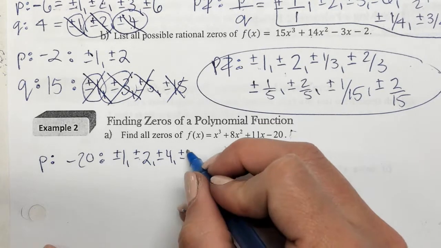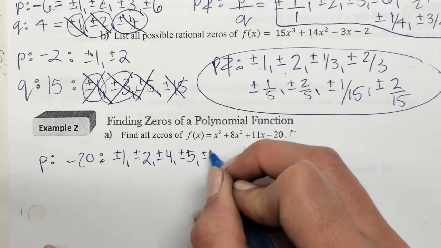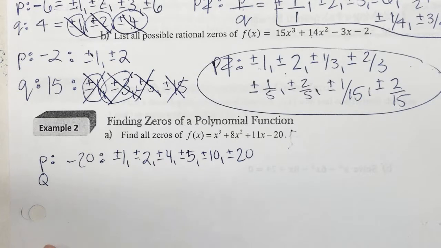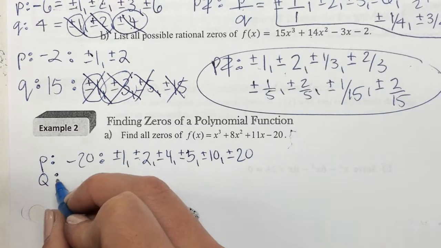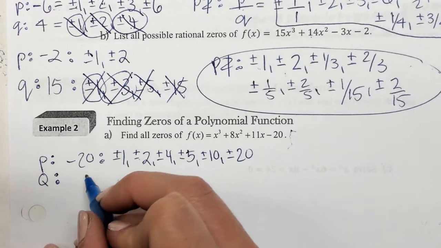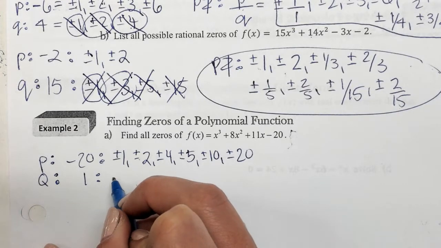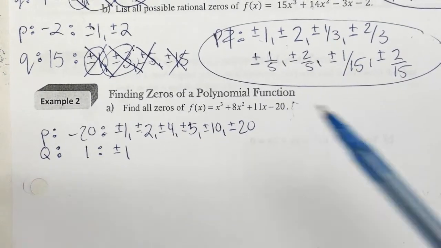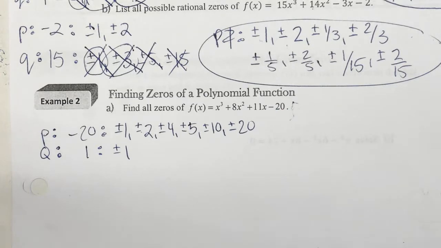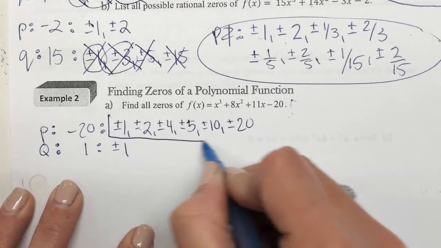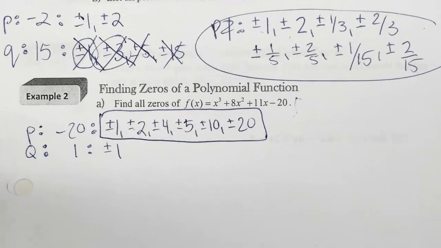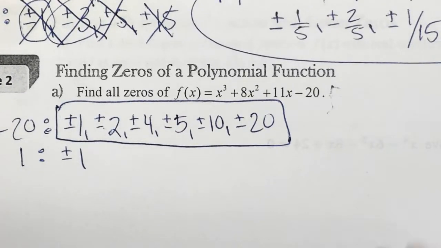Thank you. 5. Good. Then 10. Then what? 20. Yes. All right. For Q, what is our Q, Katie? Good. So just the factors. So this one's easy because all of these over 1 are just going to be themselves, right? So all the possible zeros are just these right here. Now, I would start with the smallest one, which is plus or minus 1.